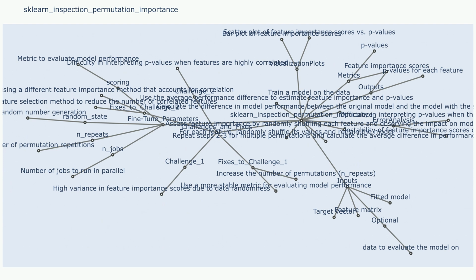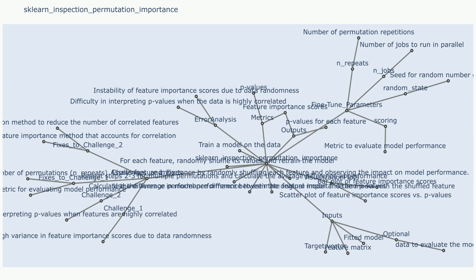Visualization plot 1, bar plot. A bar plot can be created to visualize the feature importance scores, allowing for easy comparison of the relative importance of different features. Visualization plot 2, box plot. A box plot can be used to illustrate the distribution of importance scores for each feature, providing insights into the variability and uncertainty.